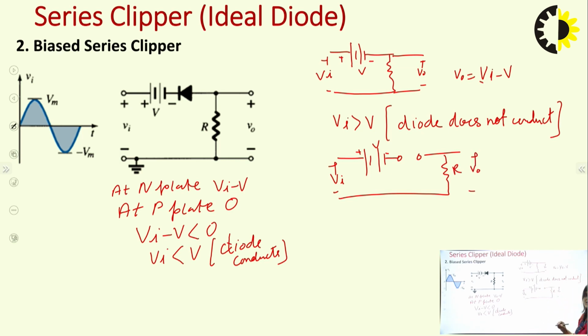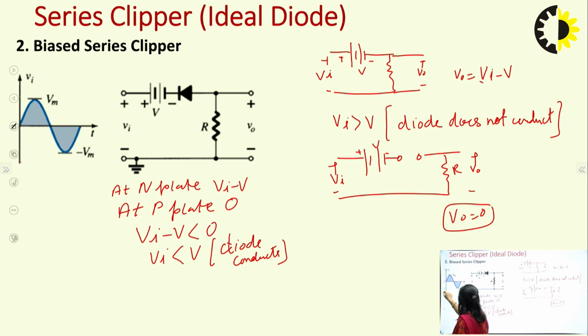So in this case the output voltage would be equal to 0, because the diode is open and there will be no current flowing in the circuit. That's why the output voltage V0 would be 0. So in one condition we have obtained the output as Vi minus V, and in this condition the output V0 is equal to 0. Now we have to draw the output waveform.